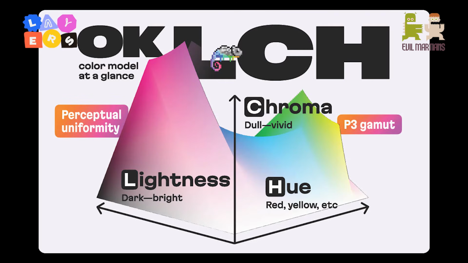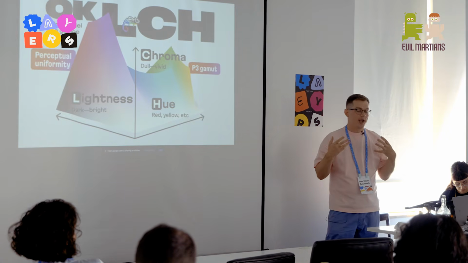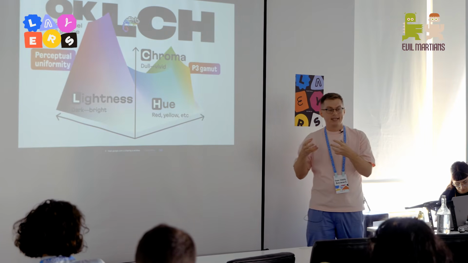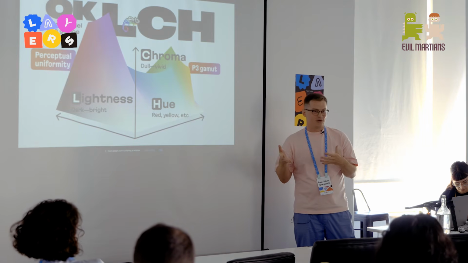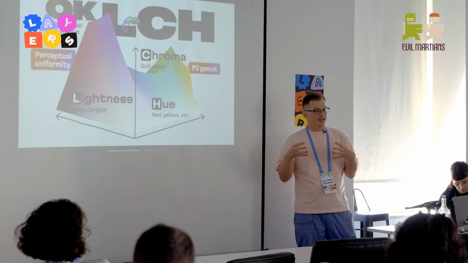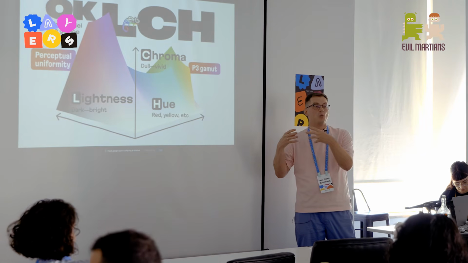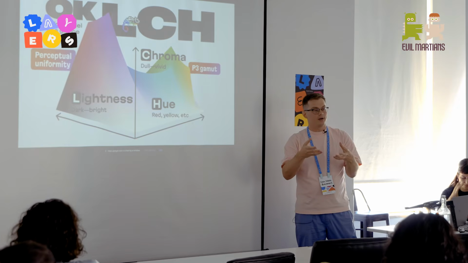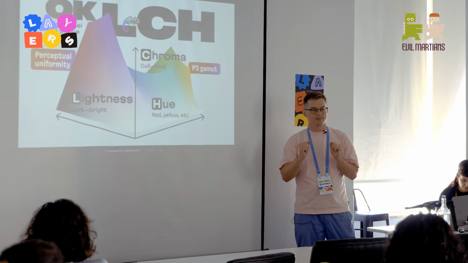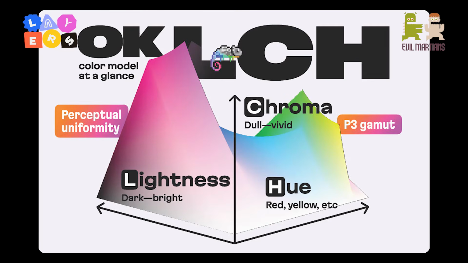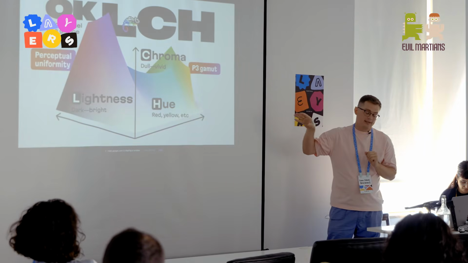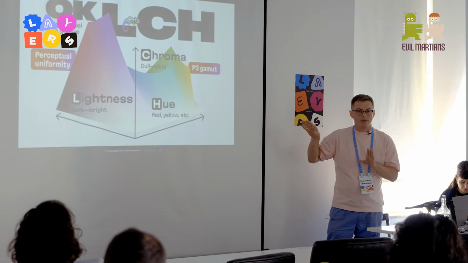But wait, what is a color model? A color model is the way we encode colors. It's a navigation system we use to navigate through colors. It's like street names and building numbers. We use them to find where a particular color lives. RGB is a color model. HSL is a color model, but OKLCH is the best among them.